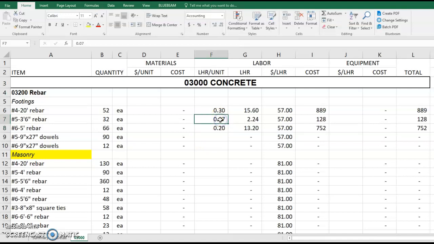Actually, hang on a second. I'm going to change this one up here to 20 cents because down below they're telling us these are actually dowels. So number 5, 9-inch by 27 dowels.